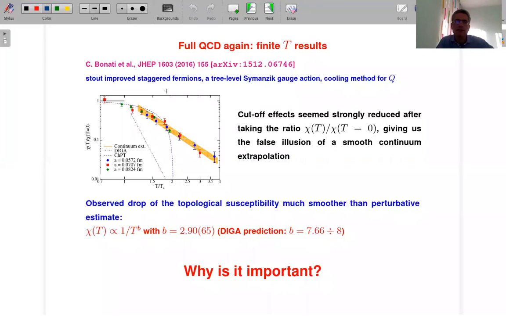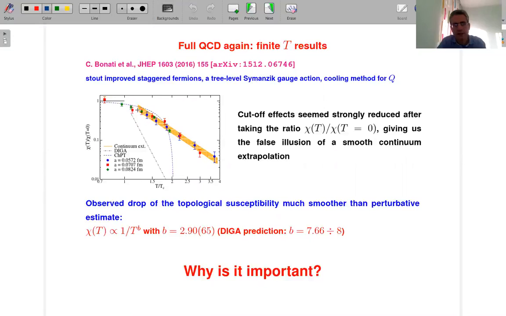These are the results that we obtained for the ratio of the topological susceptibility at non-zero temperature divided by the topological susceptibility at zero temperature, as a function of T over Tc. We observed, as in the pure gauge theory, a ratio almost compatible with 1. So the topological susceptibility stays almost unchanged from zero temperature to the pseudo-critical transition. It's not a real transition in full QCD, just a pseudo-critical transition. And then it drops. This is a logarithmic scale in both axes, so it drops as a power law in the temperature.